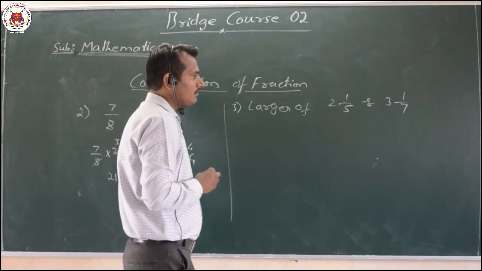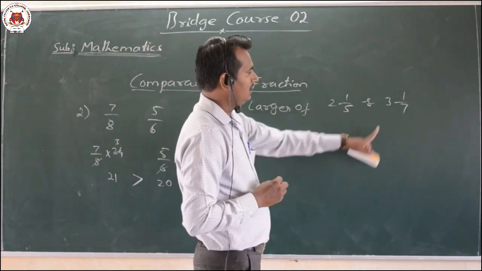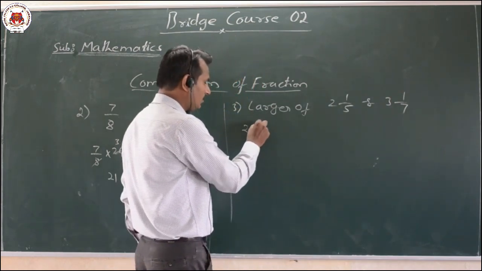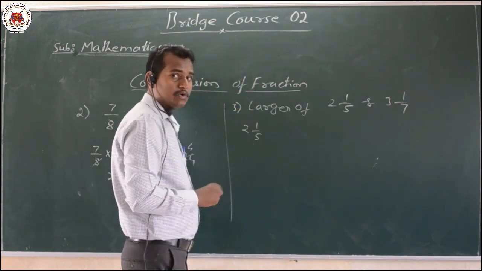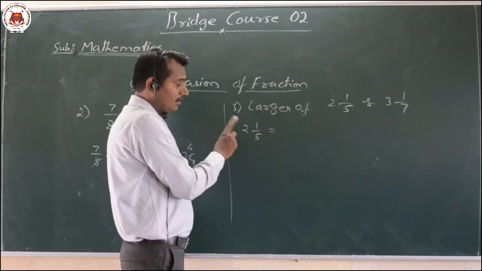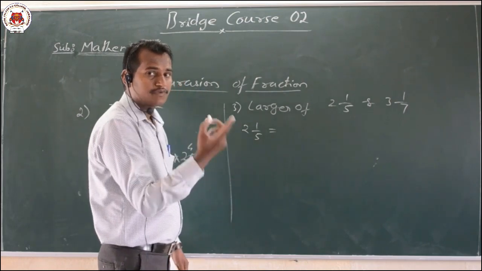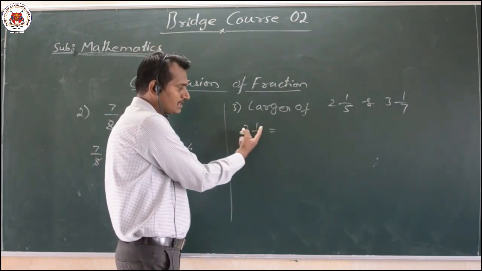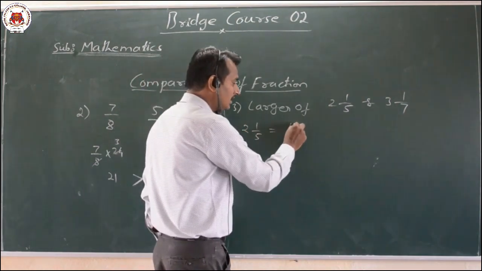Which is larger, 2 into 1 by 5 or 3 into 1 by 7? How do we solve this? First of all, 2 into 1 by 5 is a mixed fraction, and a mixed fraction can be converted to an improper fraction. You multiply: 5 2s are 10, 10 plus 1, that is 11 by 5.